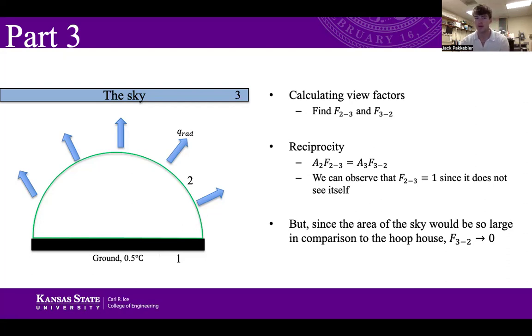Also, once we solve for this, we'll get this ratio of the areas where we have A2 over A3, and A3 being the sky compared to a relatively small hoop house, A3 is infinitely larger. So looking at this, this would make F3 to 2, the view factor from 3 to 2, go to 0, since the area of the sky would be so large in comparison to the hoop house.